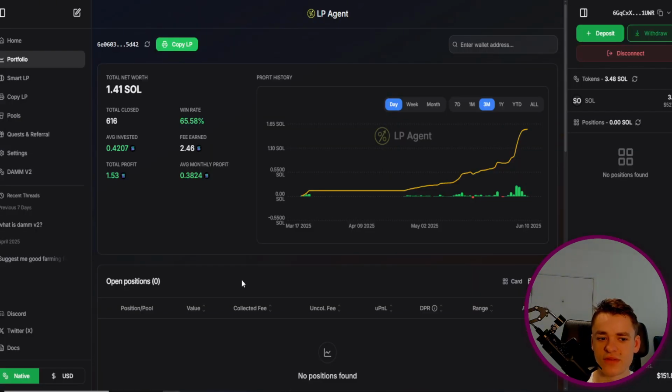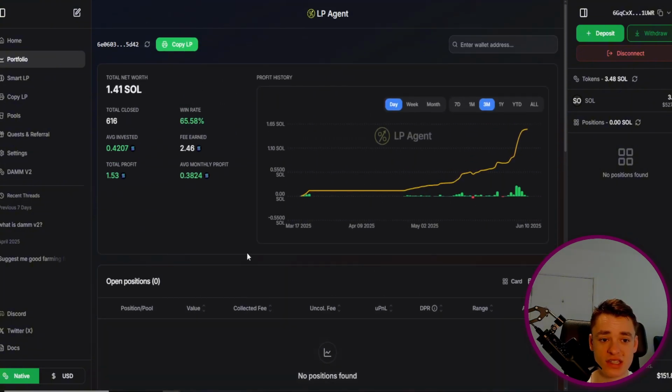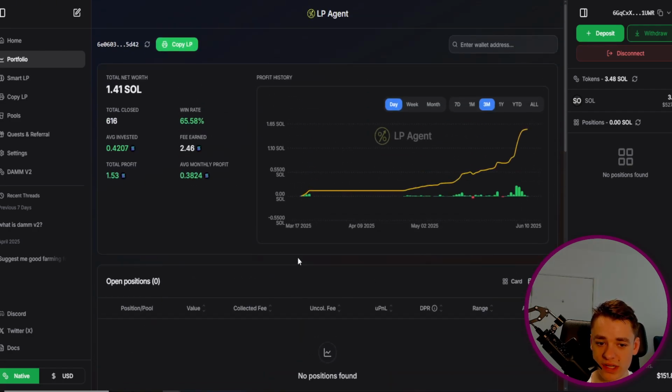Click onto that wallet. But looking at it, even though they're using a criminally low balance, you can see that they have actually turned over quite a lot of profit. And this is to do with the features of their Smart LP, as well as you can't actually see the wallet address. It is encrypted.